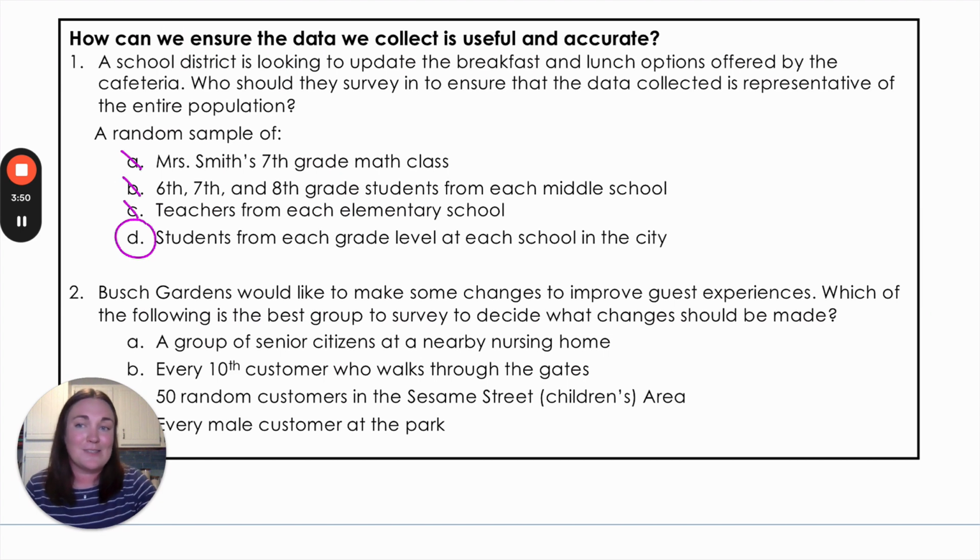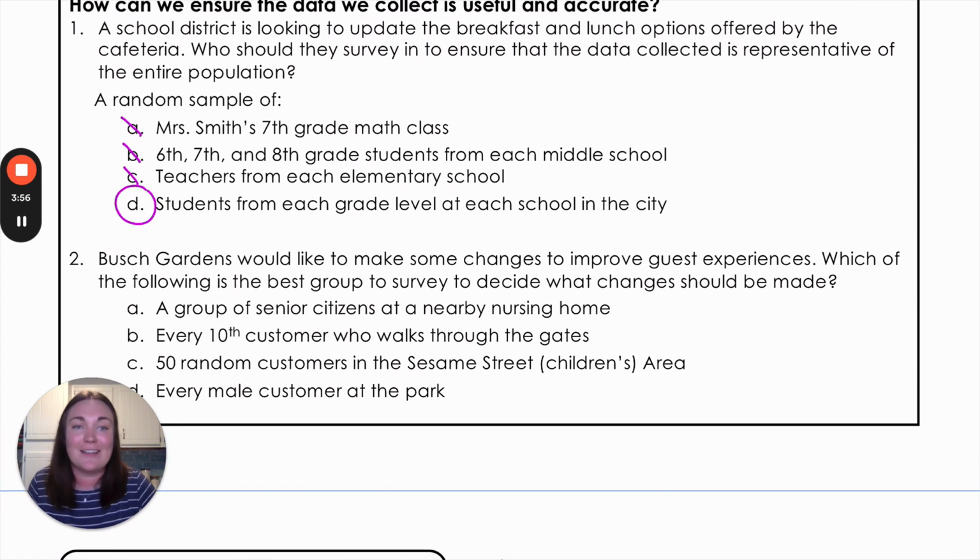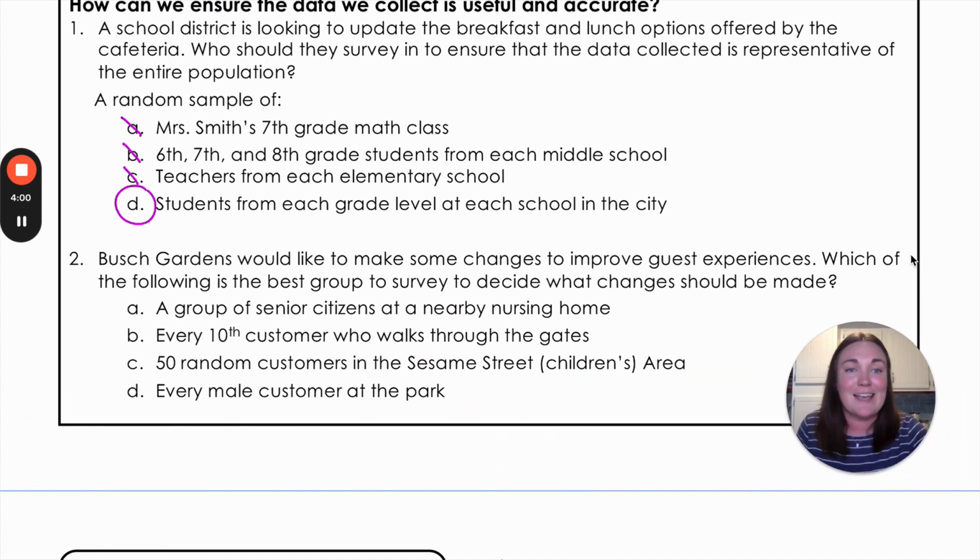And our last question of the day, we have Busch Gardens would like to make some changes to improve their guest experience. Which of the following is the best group to survey to decide what changes should be made? Should it be a group of senior citizens at a nearby nursing home, every 10th customer who walks through the gates, 50 random customers in the Sesame Street or children's area, or every male customer at the park? Go ahead and pause here and see what you think.